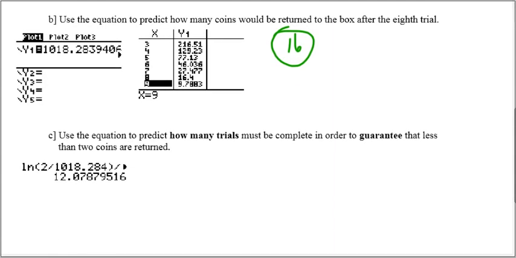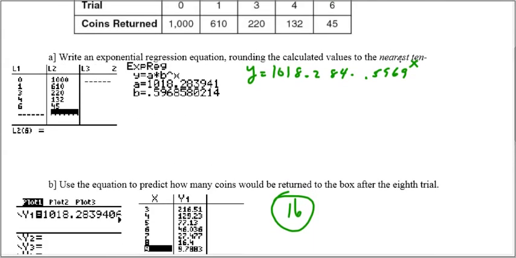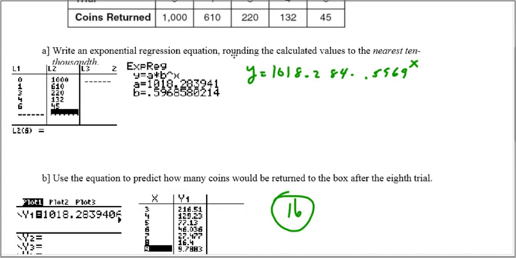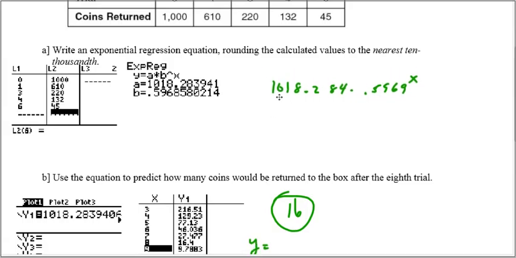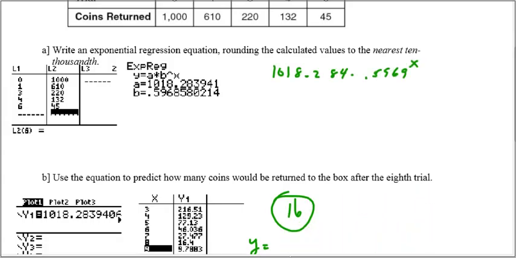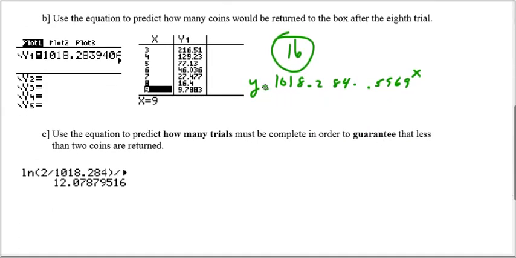To predict how many trials must be in order to guarantee that less than 2 coins are returned, we have some log stuff here, and I'm going to explain where that's coming from. When we have the original equation of this, okay, so I have this original equation right here. So I was able to grab that. So I'm going to grab this original equation. We're going to bring it down and explain to you what it is.